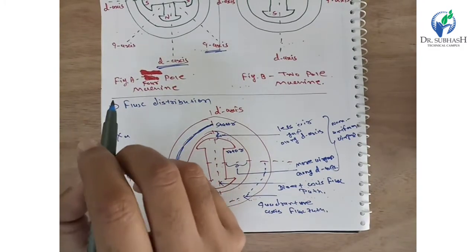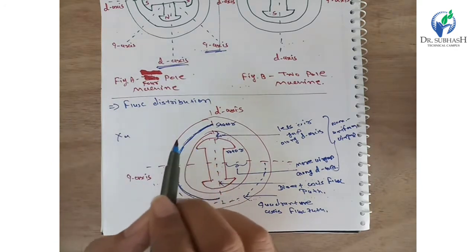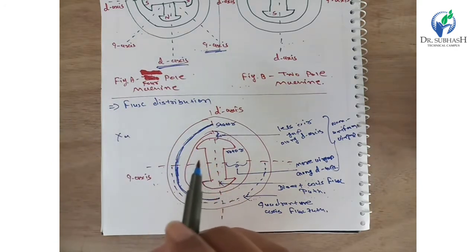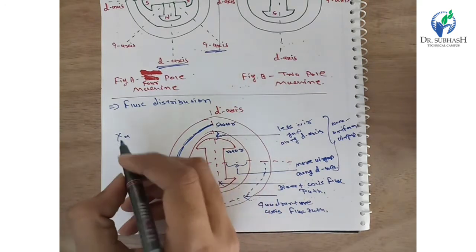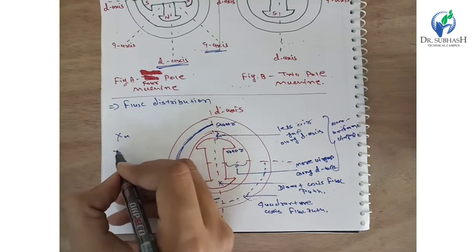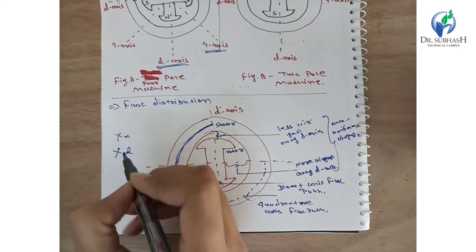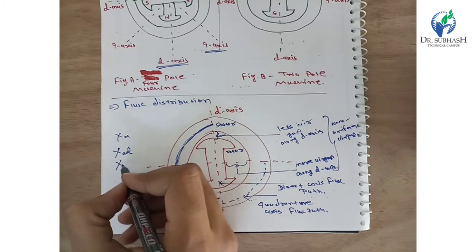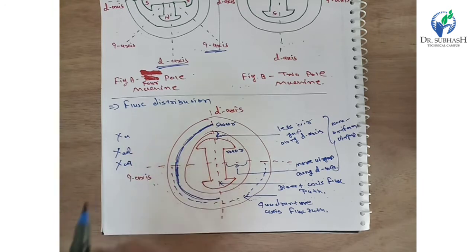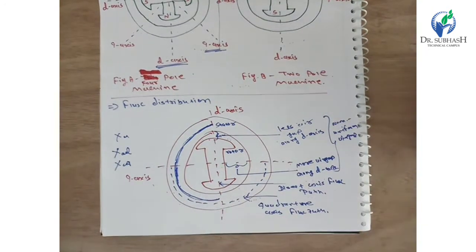This armature reaction is split into two parts, along the direct axis and along the quadrature axis. For the direct axis the symbol is X suffix ad, and the quadrature axis is represented by X suffix aq.